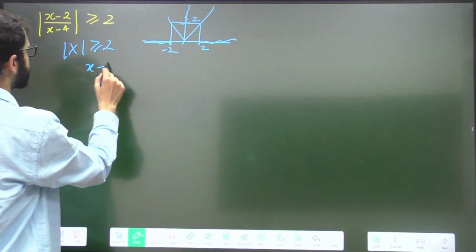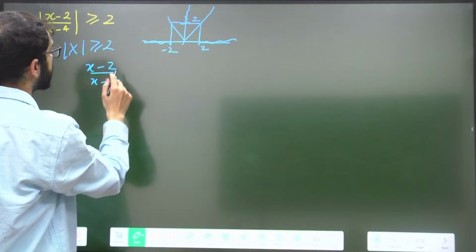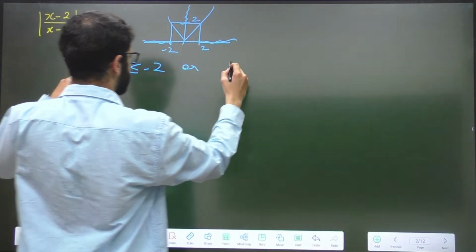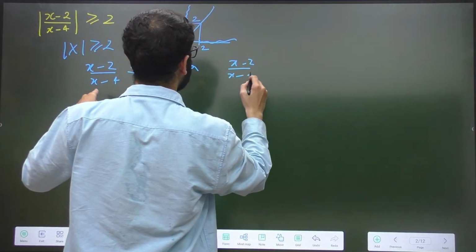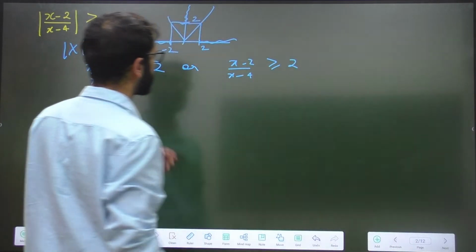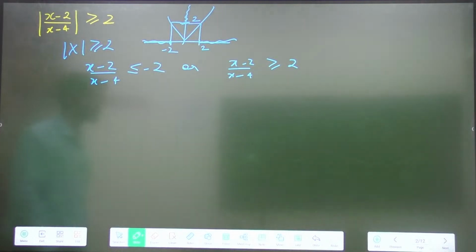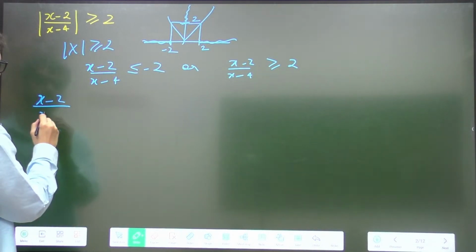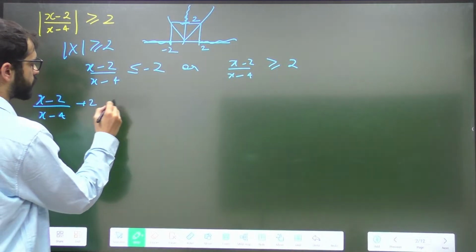So I'm going to write it as x minus 2 upon x minus 4. It is either less than or equal to minus 2 or this thing x minus 2 upon x minus 4 should be greater than or equal to 2. If either of them is satisfied, then the condition would be true. Now let's try to solve this. I'll write it as x minus 2 upon x minus 4 plus 2 less than or equal to 0.